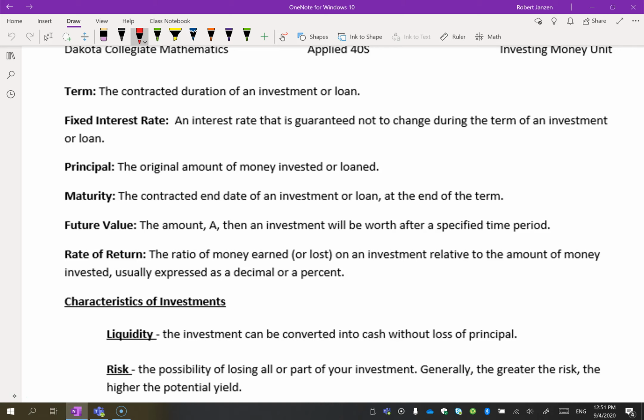Language, you need to again know what these words mean. Term is how long the investment is. The interest is the percent that you're going to be paid out. Principal is the original amount. Maturity is when the loan or the investment is over, or when is the end. The future value is what it is going to be worth at the end of the investment. And rate of return is the ratio of money earned or lost on the investment relative to the amount of money invested. Okay, we'll go over those.